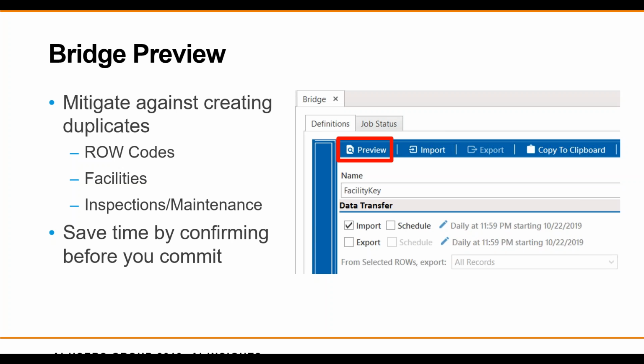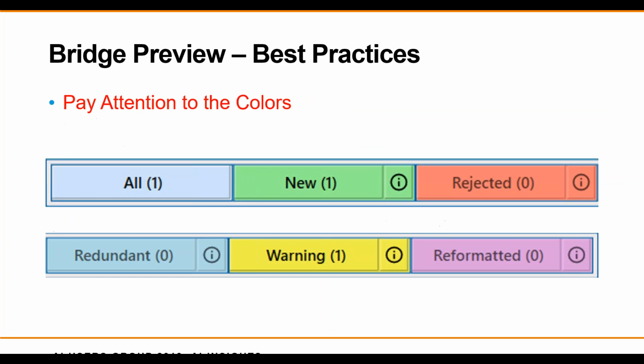That's right. So some things about preview. Pay attention to the colors. Across the top of the bridge preview window, you're going to see a bunch of different colors, and we have the number of records that fall into these types. So everyone wants to see green for everything, right?